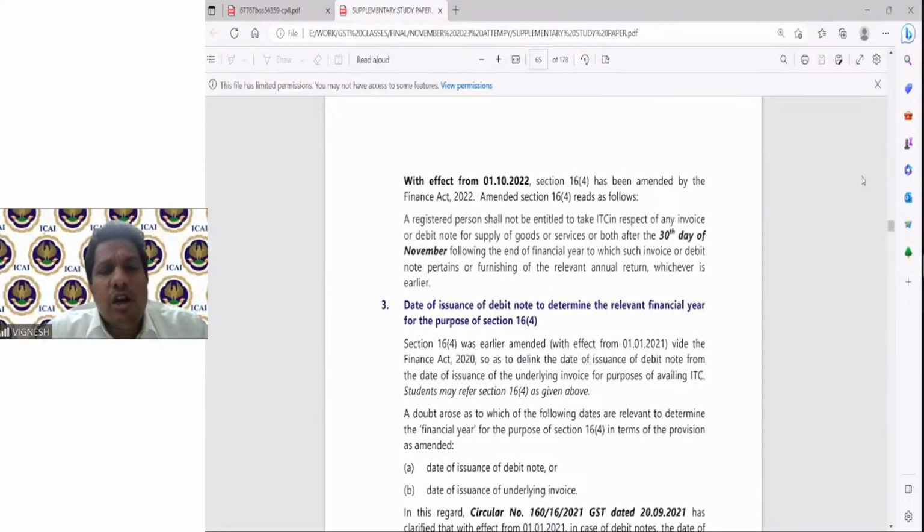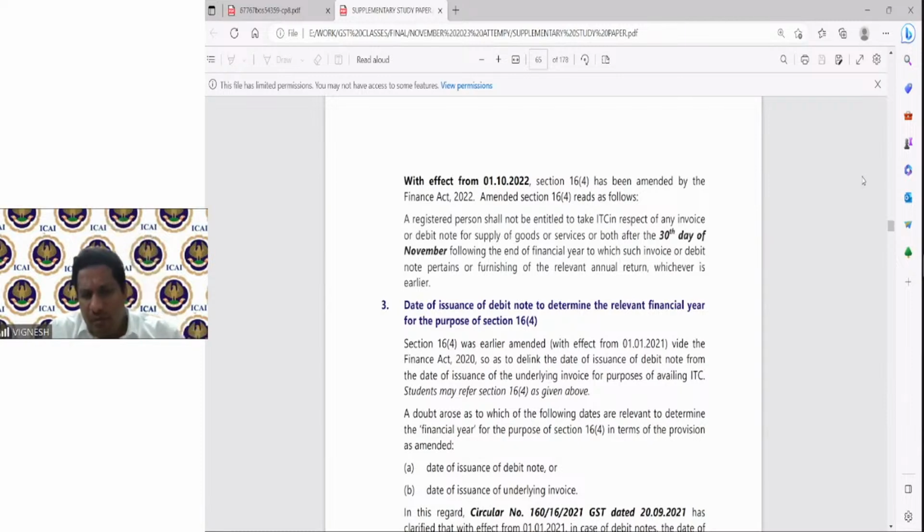What does it say? It shall not be entitled to take the ITC or both after 30th day of November following the end of the financial year or furnishing the relevant annual return, whichever is earlier. So what does this mean? You can claim up to 30th November following the end of the financial year. So for financial year 2022-23, you can claim the input tax credit up to 30th November or the actual date of furnishing annual return. What is annual return? GSTR 9. That is a summary of all the transactions, GST payables, etc., as the input tax credit is claimed in the annual return. So either of these two, whichever is earlier, can be taken into consideration.